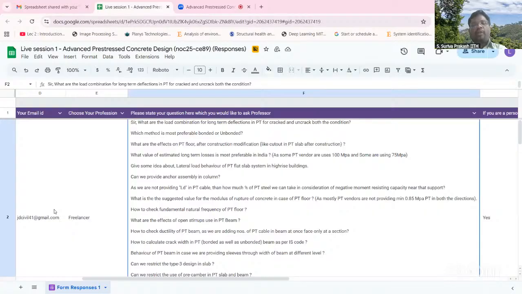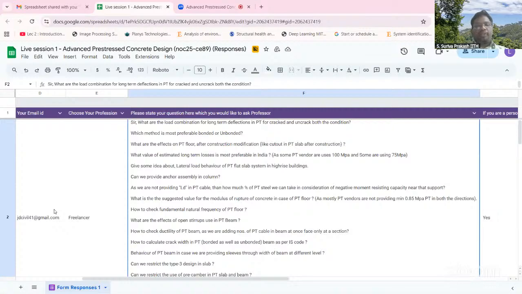Point number one. But then why do we use the unbonded system, right? Particularly in North America, in the US and Canada, unbonded systems are quite favorable, because they wanted to avoid grouting, which is a more labor-intensive and time-consuming process. And so the speed of construction is much faster when you go for an unbonded system.